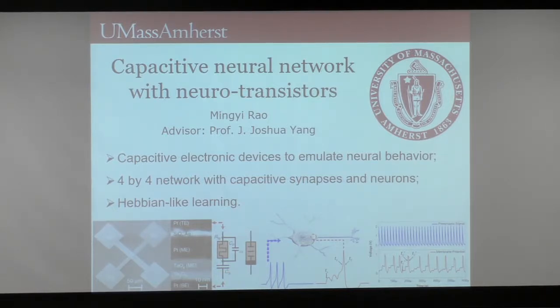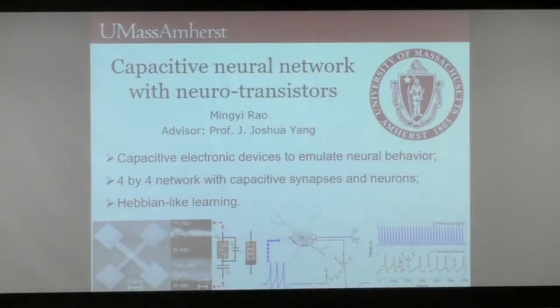In this way, we significantly reduce the static power consumption caused by current flowing through the resistors, and we also make the signal propagation much easier by integrating the capacitive devices with the transistors. We also build a small neural network with capacitive synapses and neurons and demonstrate hidden learning.